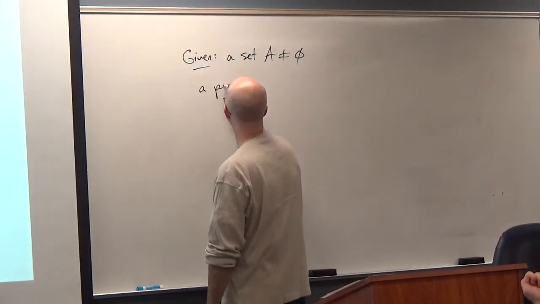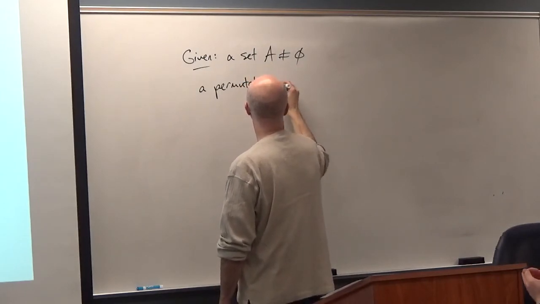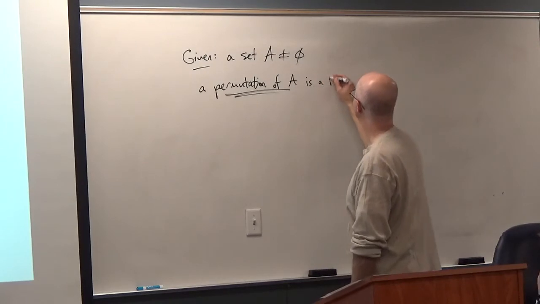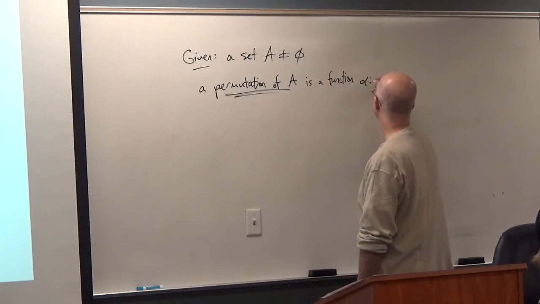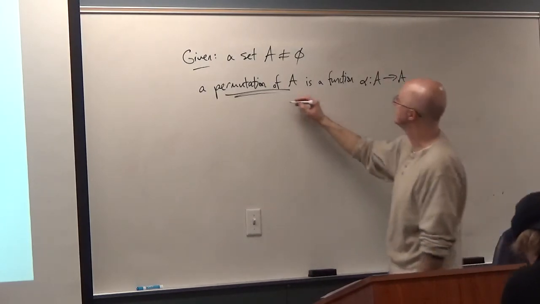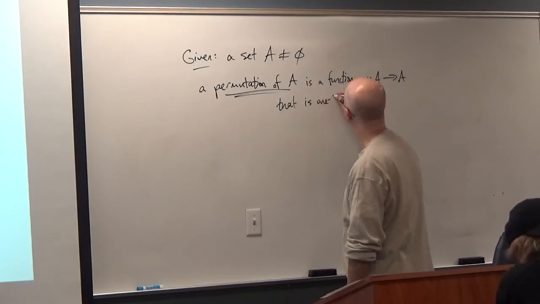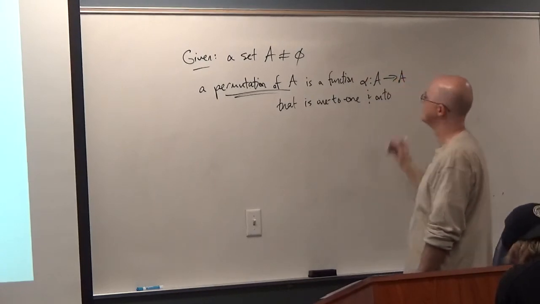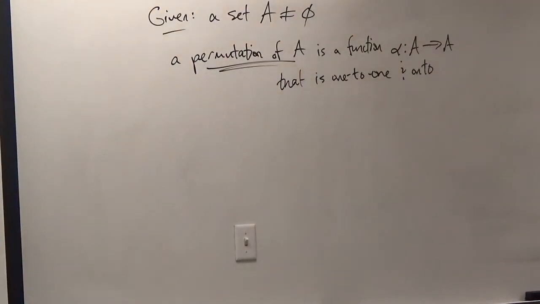A permutation of A is a function, call it alpha say, from A to itself, that is one to one and onto. And you know that that means it automatically has an inverse function.